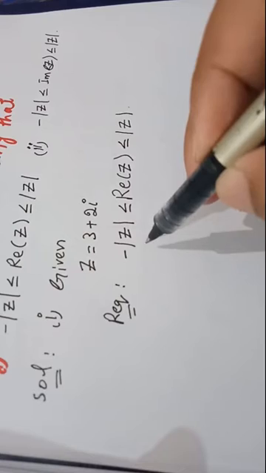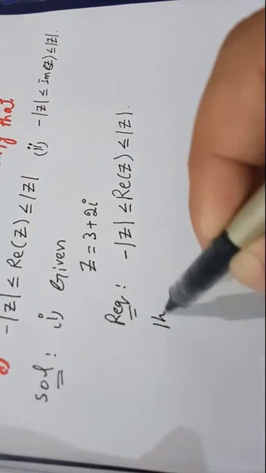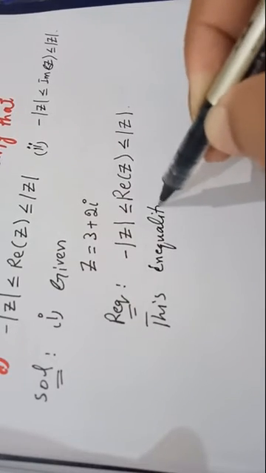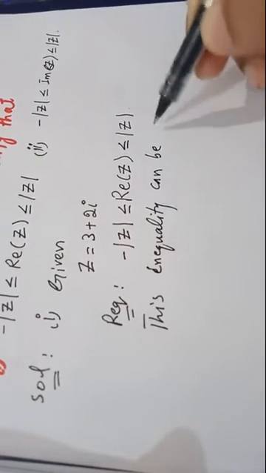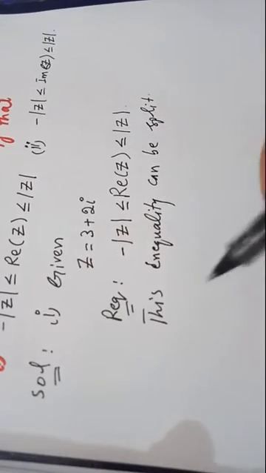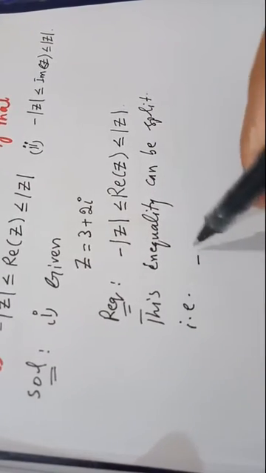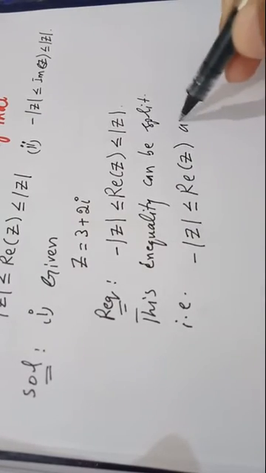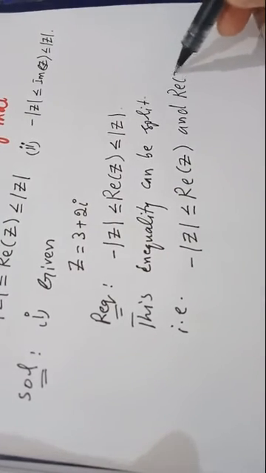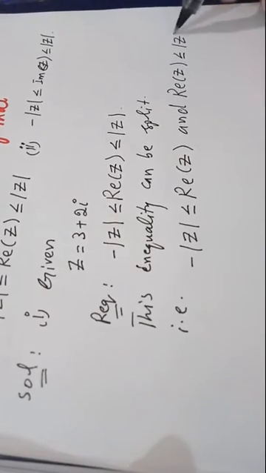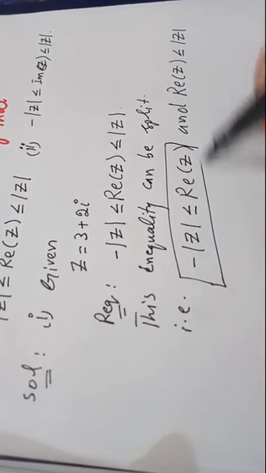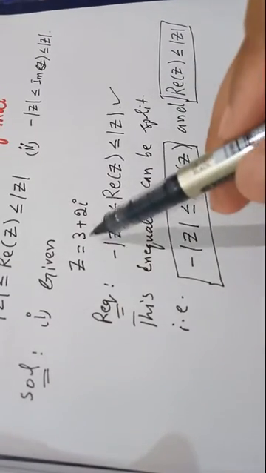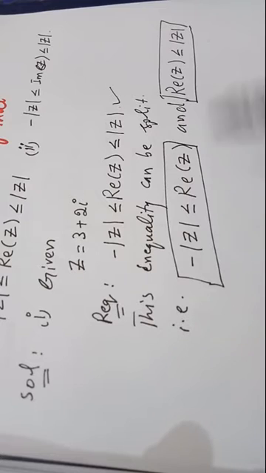This inequality can be split in the following form: minus absolute z is less than or equal to the real part of z, and the real part of z is less than or equal to absolute z. So you can split the given inequality into these two inequalities. Now for z is equal to 3 plus 2 iota, we need to check these two results.